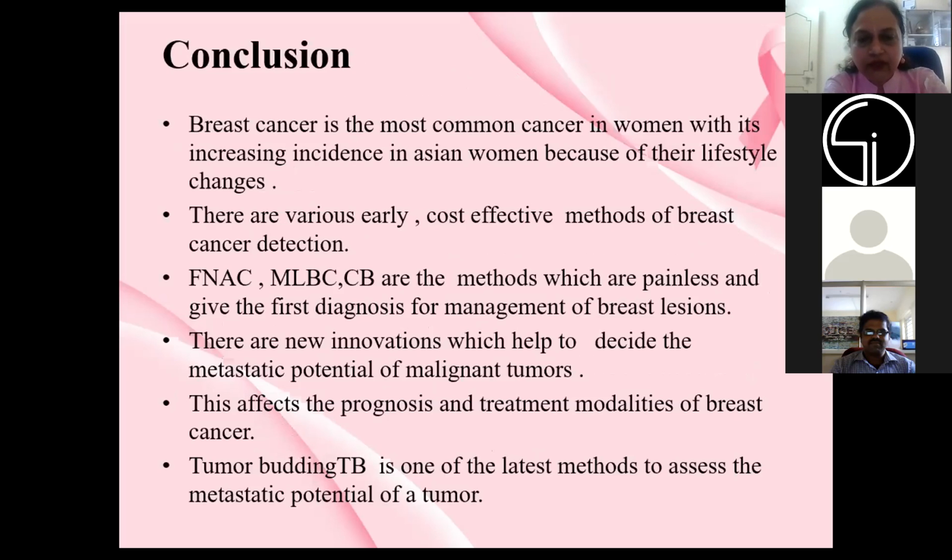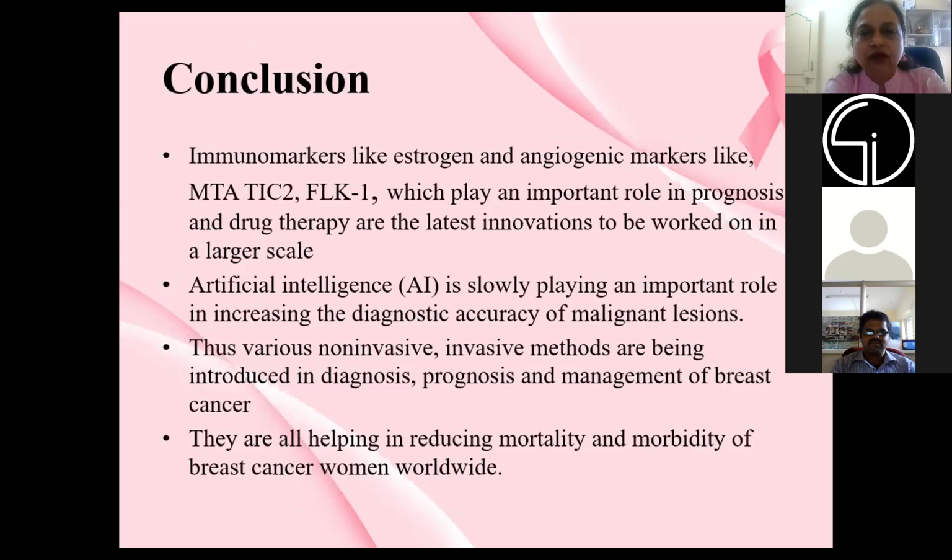Along with them, there are new innovations which help to decide the metastatic potential of malignant tumors. These affect the prognosis and treatment modalities of breast cancer. In that, tumor budding is one of the latest methods to assess the metastatic potential of a tumor. Immunomarkers like estrogen and angiogenic markers like MTA, TIE2, FLK1, which play an important role in prognosis and drug therapy, are the latest innovations to be worked on on a large scale.